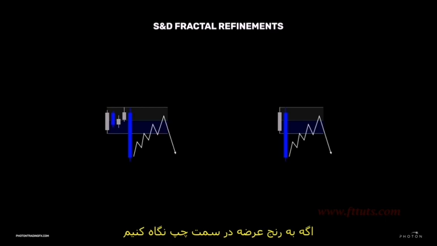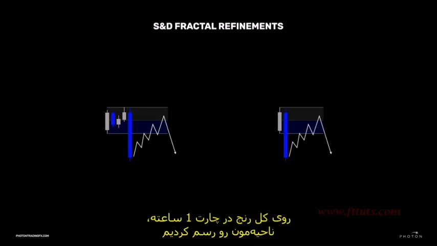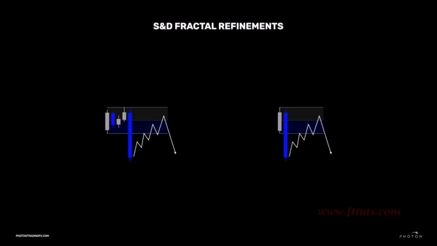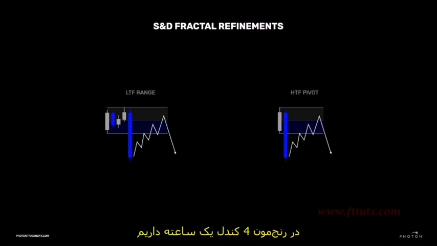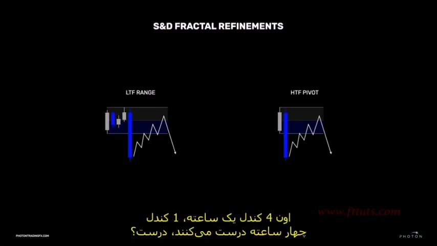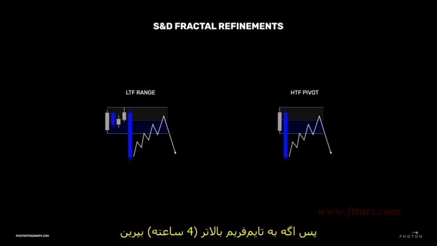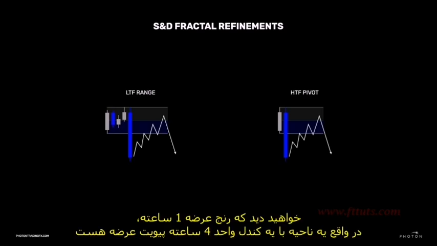So if we look at the range created supply on the left hand side, let's say for a second that this is the 1 hour chart. So we draw our supply zone on the entire range there on the 1 hour chart. Now imagine how that would look on your chart if you jumped up to the 4 hour chart. Well, those 4 1 hour candles that we have drawn the entire range on will make up one 4 hour candle, right? So if you jump up to the 4 hour time frame, you will see that that 1 hour range supply is actually a 4 hour single candle pivot supply zone.